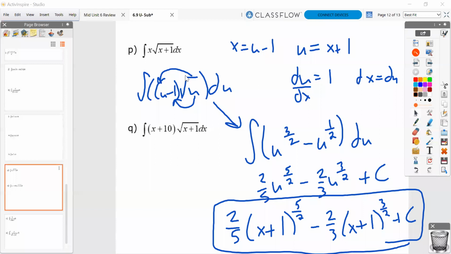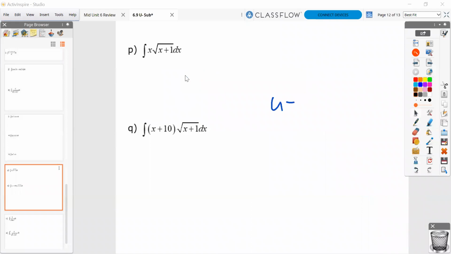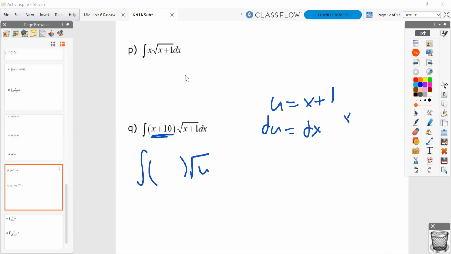We're going to use that same strategy for q. We're going to say, hey, I have an issue again. I'm going to let u equal x plus 1. I think you see where this is going. du equals dx. And so this becomes square root of u again. But now, instead of an x, we have an x plus 10. So x is still equal to u minus 1. So this just becomes u plus 9.